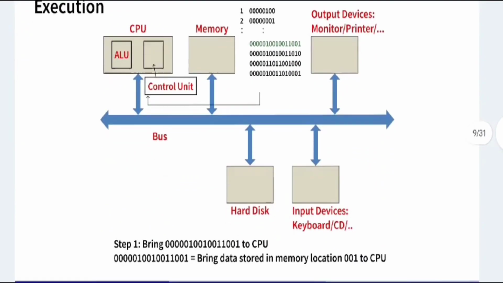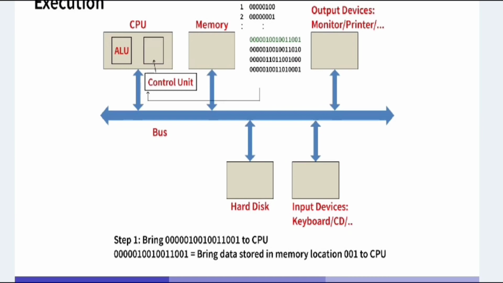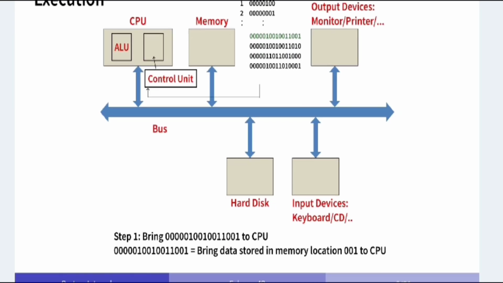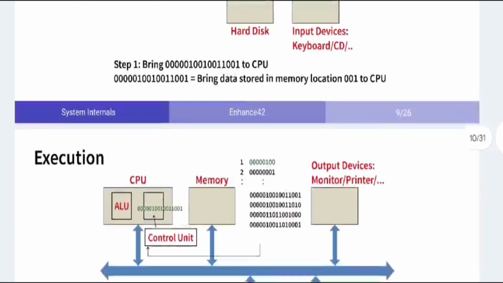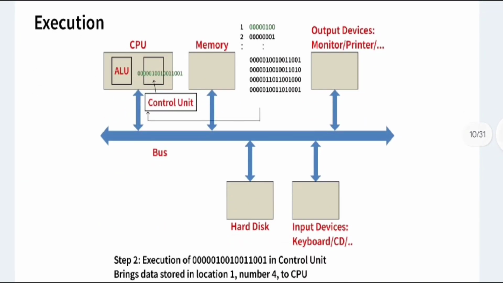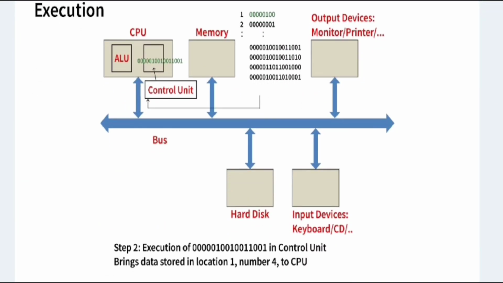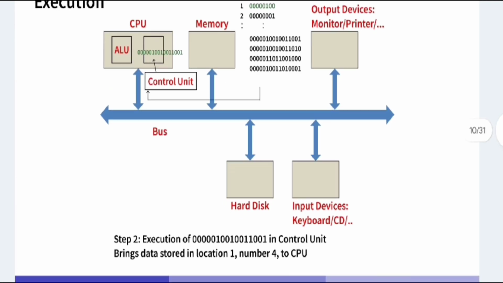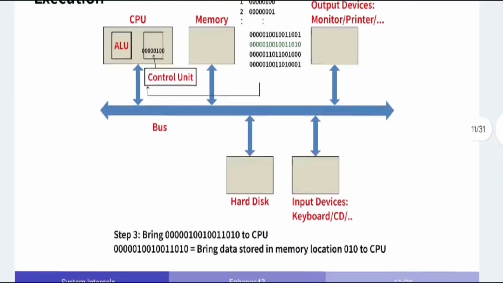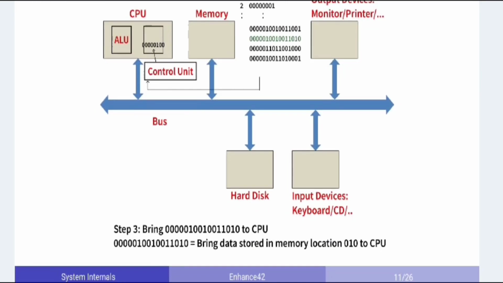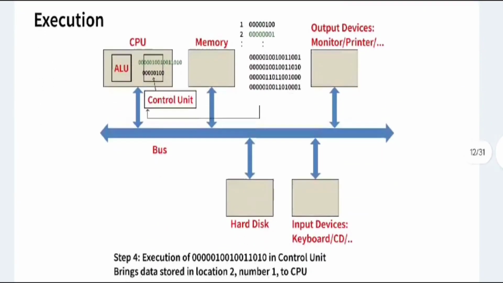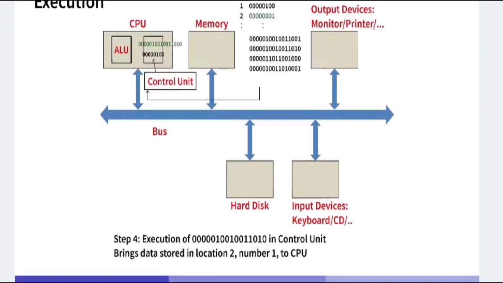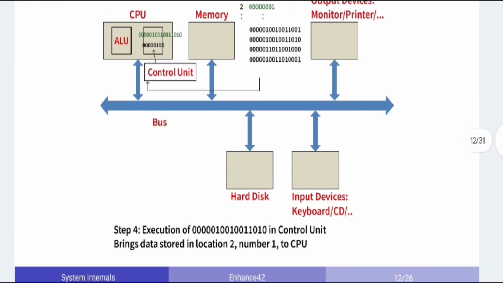Let us see the execution. In step 1, it will bring the data from location 001 to the CPU. And in the second step, it will execute in the control unit, which it already got from the first code. And in step 3, it will bring data stored in memory location 010 to the CPU. And in step 4, execution of the second code in the control unit will occur.